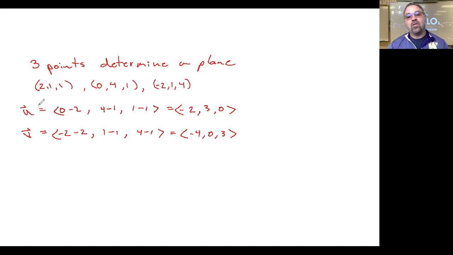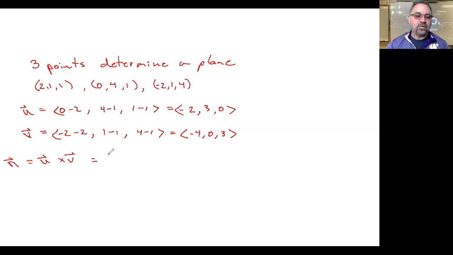So using cross product, we can come up with a vector perpendicular to both of these vectors. Well, if it's perpendicular to both these vectors, guess what? It's perpendicular to the plane that contains them. And so to come up with the normal vector, all we're going to do is cross u vector and v vector.